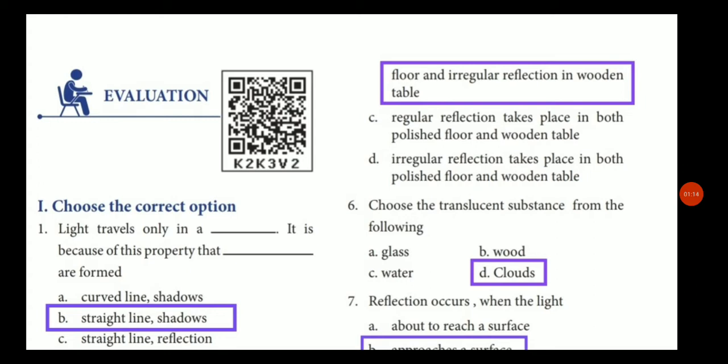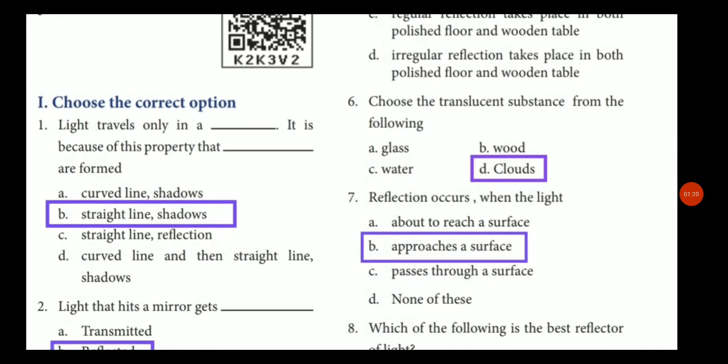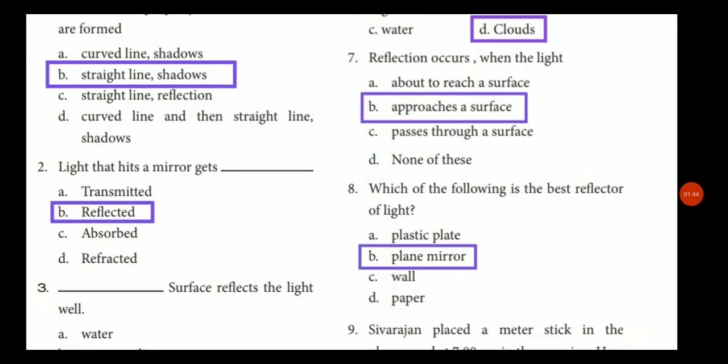Sixth one, choose the translucent substance from the following. Translucent means it allows light partially, so a blurred image is seen. Glass allows fully, transparent. Water is transparent, pure water. Wood is an opaque object. Which is translucent? Clouds alone are translucent. D is the correct answer. Seventh one, reflection occurs when the light approaches a surface. Light reflects only when it hits a surface.